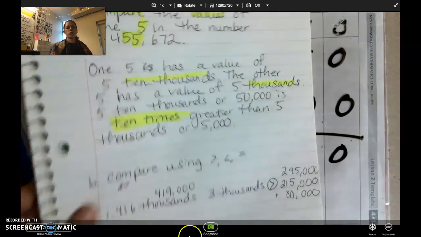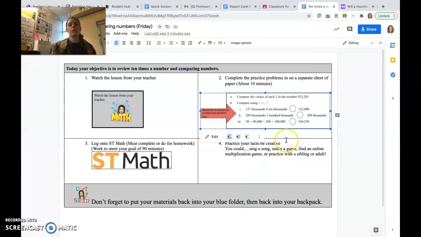All right, so make sure you write all of the questions, all of your answers, and these must be changed into standard form.